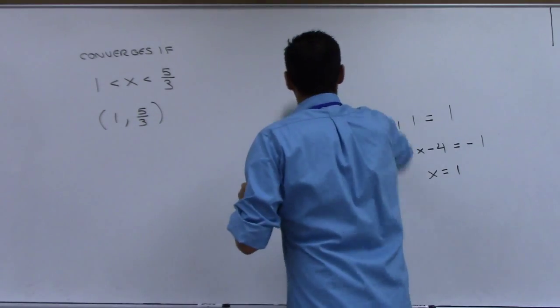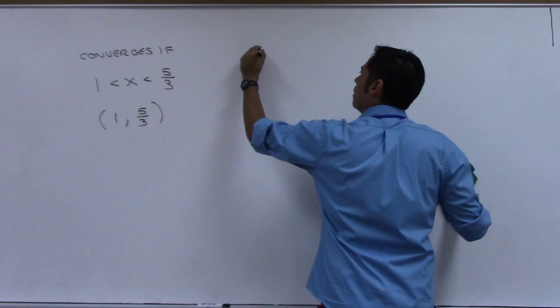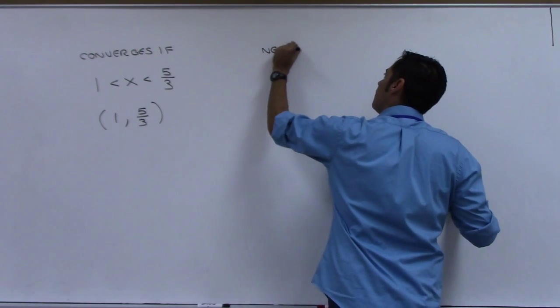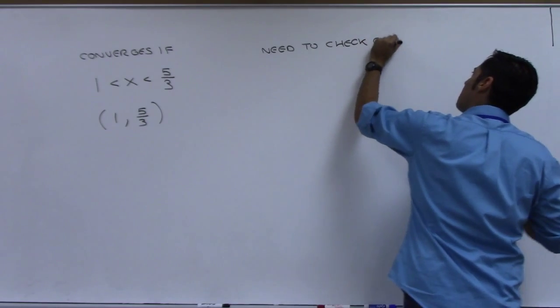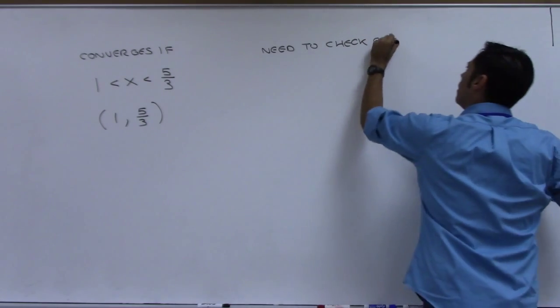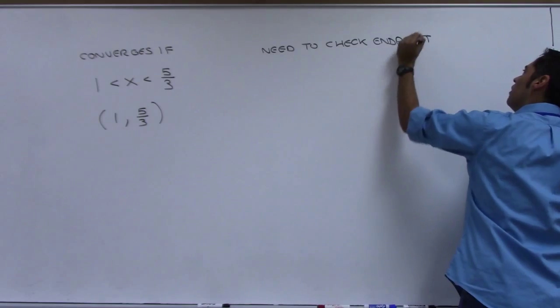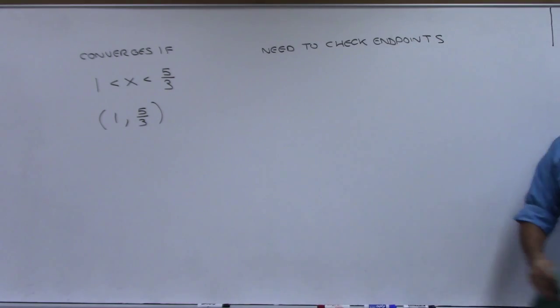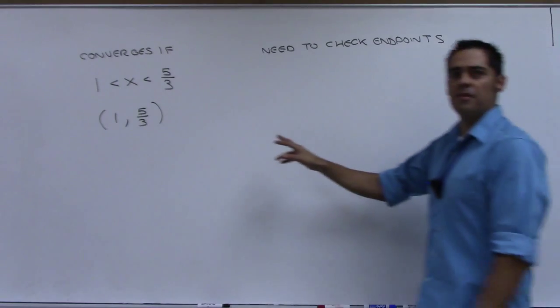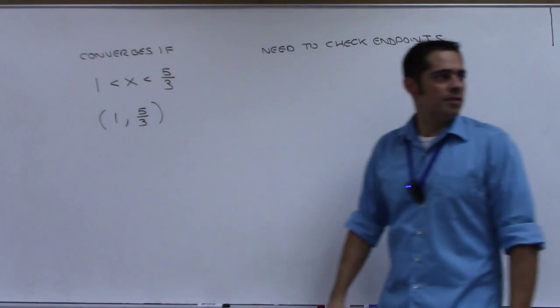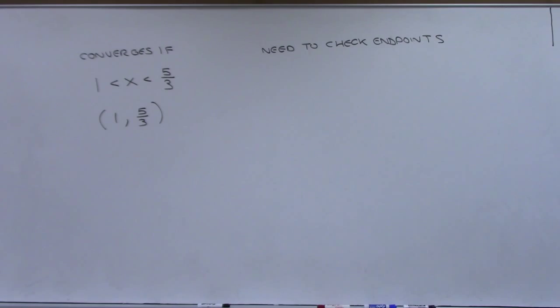So I need to check the endpoints. On the final, if you fail to check the endpoints, you're missing a major portion of this problem. If all you do is a ratio test and give me this answer and fail to check the endpoints, you're leaving out a major piece of the problem, right?